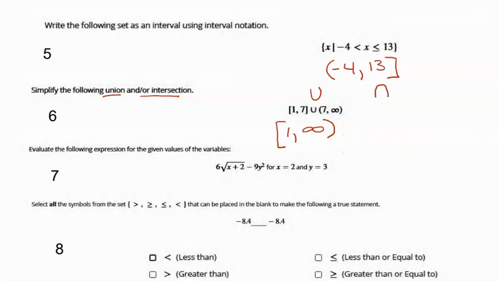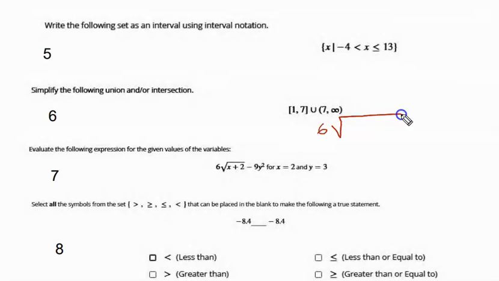All right, for number 7, and I'll clear this up, we're asked to substitute the x with a 2, so 2 plus 2, and then minus 9, y is going to be a 3 that we're going to square. All right, so take a moment and see what you come up with.